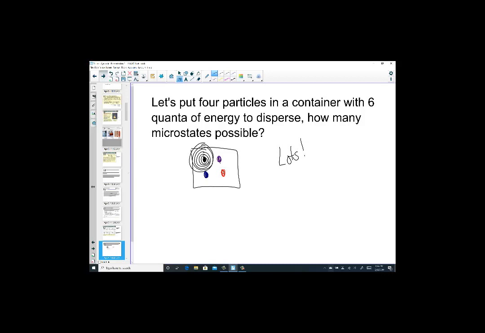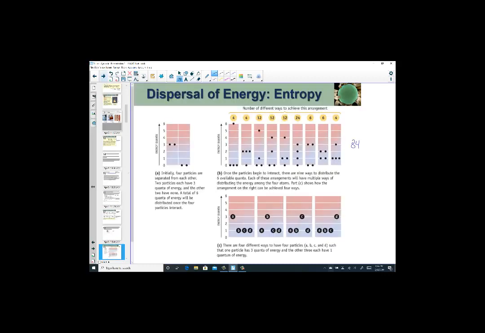And before you begin drawing, just convince yourself that there's lots of microstates possible. So much so that I'm not going to draw them all, my goodness. But look at what we can come up with. If we have 4 particles separated from each other, 2 particles that have 3 quanta of energy and the other have 2, and the other 2 have none, a total of 6 quanta of energy will be distributed once the 4 particles interact. Look at all the different microstates. There's a total of 84 possible combinations to have this dispersal of energy occur. More than we'd ever be asked to figure out.